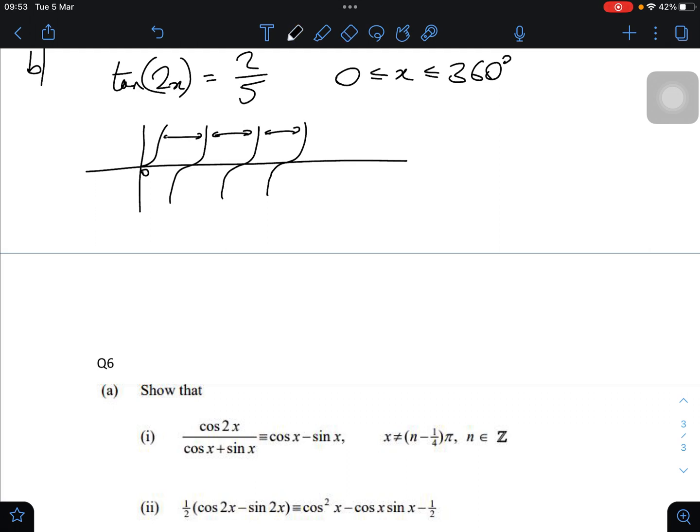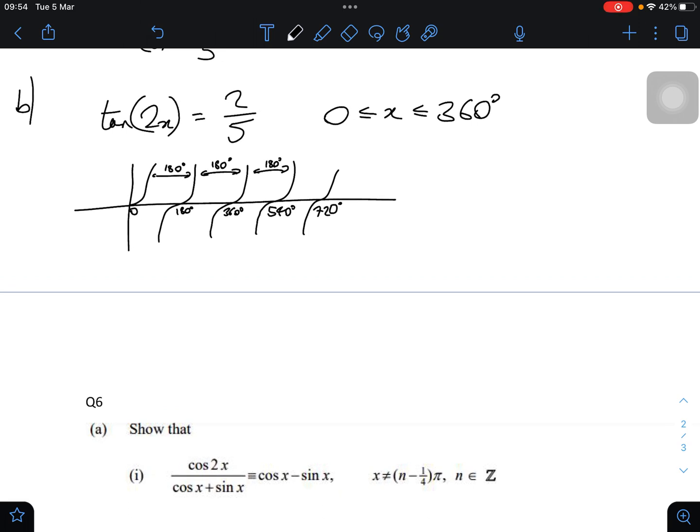And so in our case, pi is 180 degrees, 180 degrees, 180 degrees, and so therefore this is 180 degrees, 360, 540 degrees, and then the next one up would be 720 degrees. And so we can use this here to find what our value for x is.